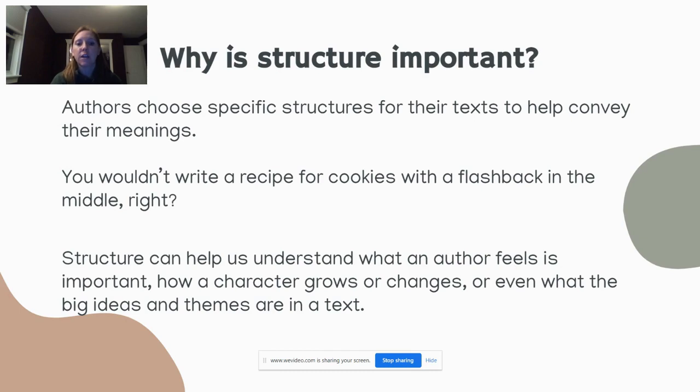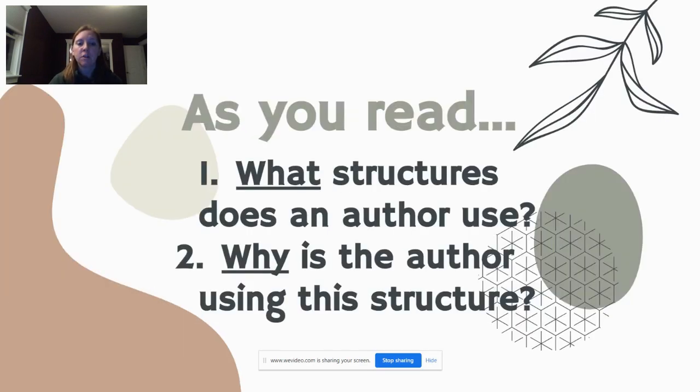It can help us understand how a character grows or changes, or even what the big ideas and themes are in a text. So structure can help us understand all of these other things, which is why it is important. As you read, you can ask yourself these two questions. What structure does an author use? And why is the author using this particular structure? These are the ways to ask yourself about structure so you can think about the big ideas that might connect to that or the reasons behind why an author is making these choices.